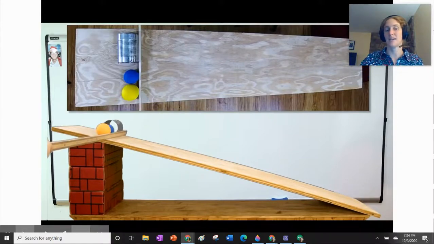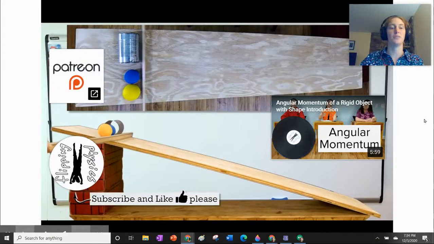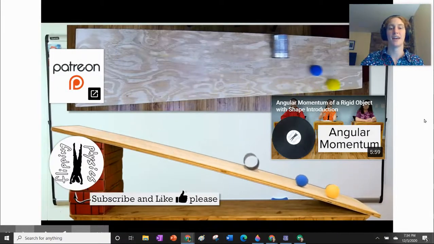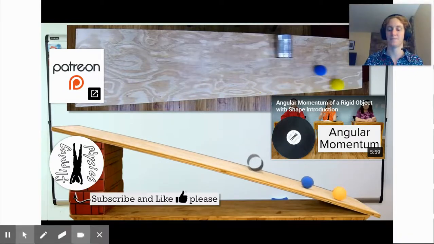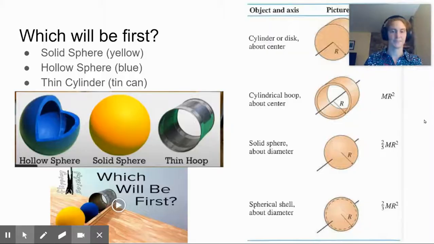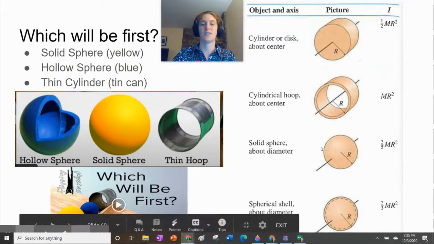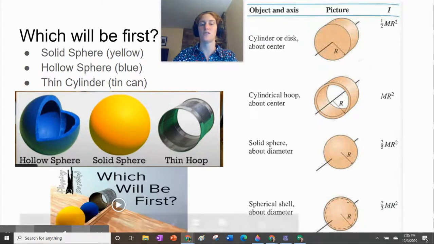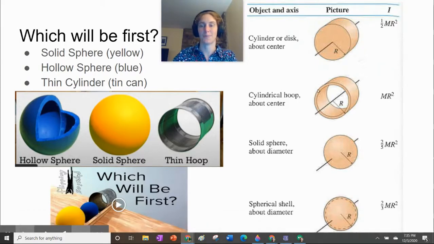So it looks like the yellow ball makes it to the bottom first, followed by the blue ball, and then the hoop. So let's take a look at this. So that means that our solid sphere made it to the bottom first, followed by our spherical shell or hollow ball, and lastly, our cylindrical hoop. Now, what does this mean?